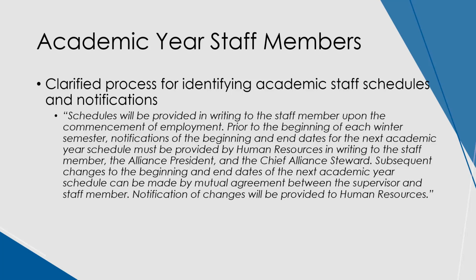Subsequent changes to the beginning and the end dates of the academic year schedule can be made by mutual agreement between supervisor and staff member. So you still have the ability to coordinate if those changes need to be made after that notification period. And then Human Resources will just need to be included in that so that we can provide notification of those changes in writing.